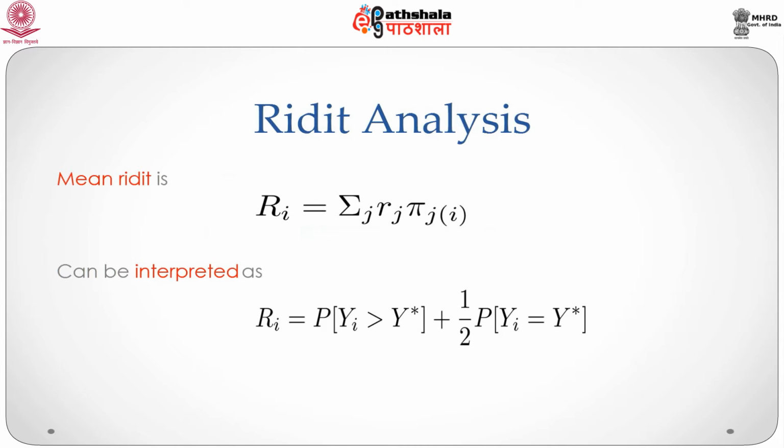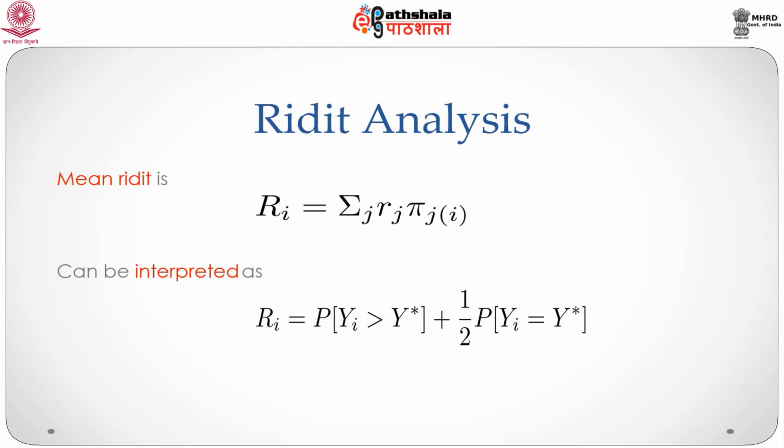The ridits have the ordering R1 is less than R2 and so on up to RC, and they can be used as category scores. The mean ridit given by Ri equal to summation over j Rj into pi ji can be computed for each value of i, that is, for each level of the nominal variable. The utility of this is that the mean ridit Ri has an easy interpretation.